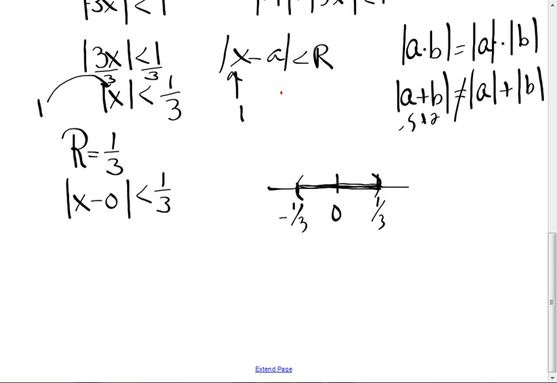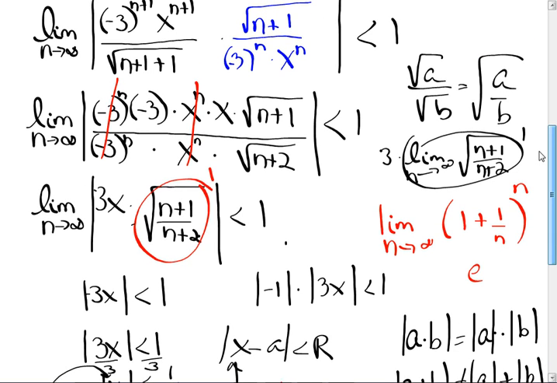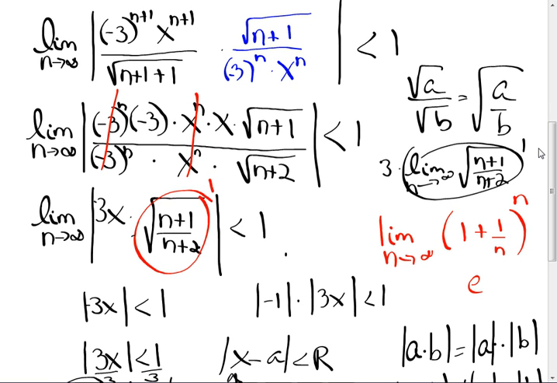What do we have to do now? Check the endpoints. It's not distributed because it's not a sum. I think that's what she's thinking. If that were plus here, then you would distribute the 3, negative 3, but it's not plus.